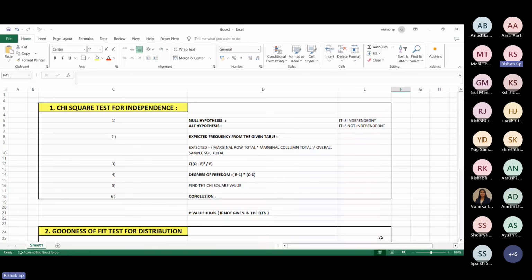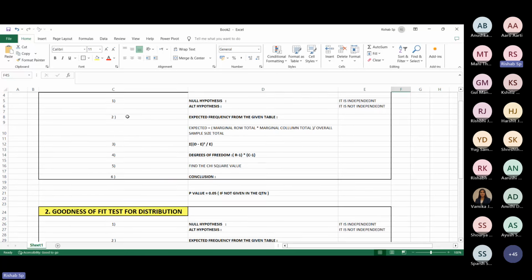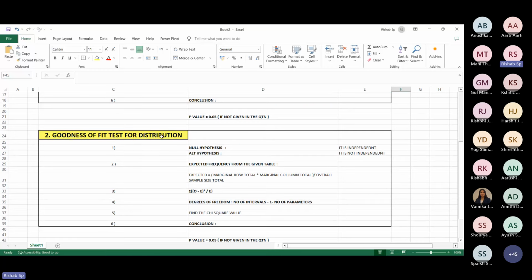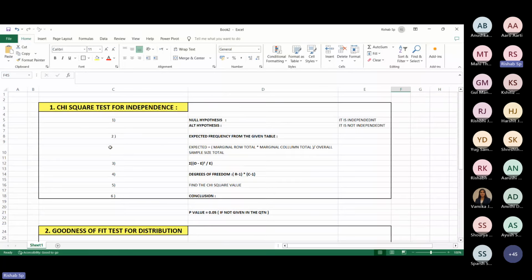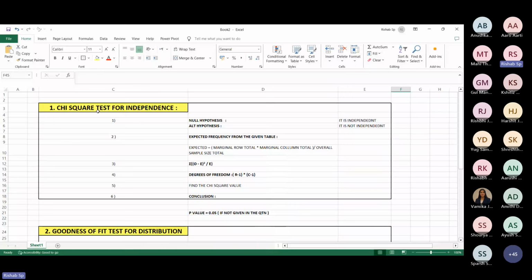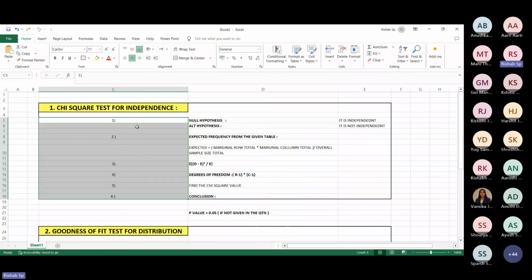We have discussed three major topics in module 1. The name of the module is non-parametric test. Basically, we shouldn't use any mean, mode, median, but we have to find the results. We discussed three major concepts: chi-square test for independence, goodness of fit test for distribution, and Wilcoxon signed rank test. We use the chi-square test to check whether the data is independent or not. It has 6 steps.